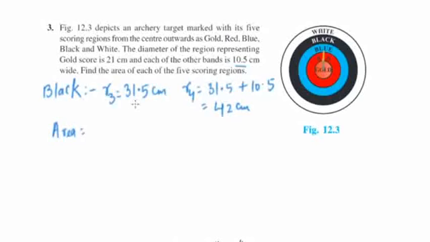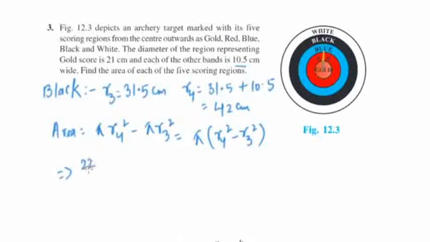Now let's find the area of the black region. So we know the radius of the third circle, that is 31.5 centimeter, and the radius of the fourth circle is 31.5 plus 10.5, the width, that will give the radius of the fourth circle, that is 42 centimeter. So let's find the area. So it will be pi r4 square minus pi r3 square. So we can take pi common. It will be r4 square minus r3 square. And we know the value of r4 and r3. So let's put it. So it will be 42 square minus 31.5 square.